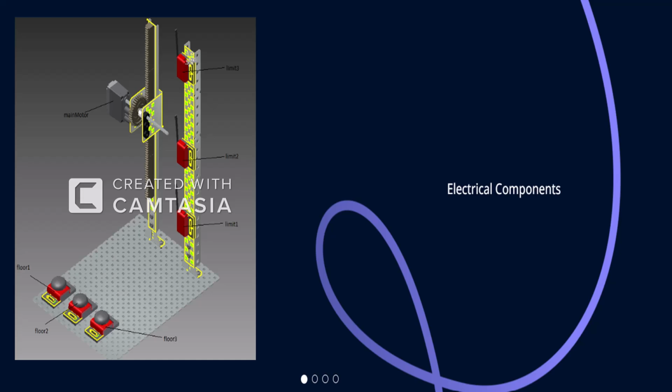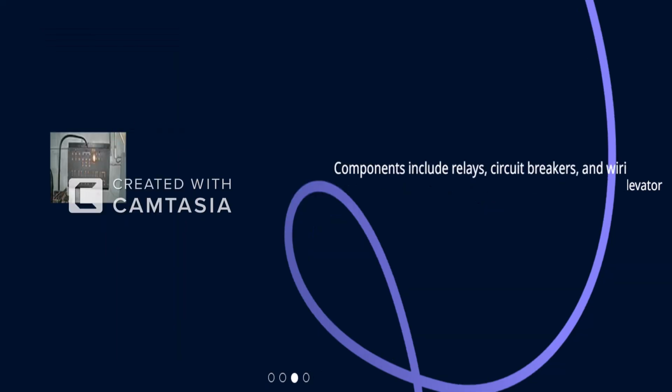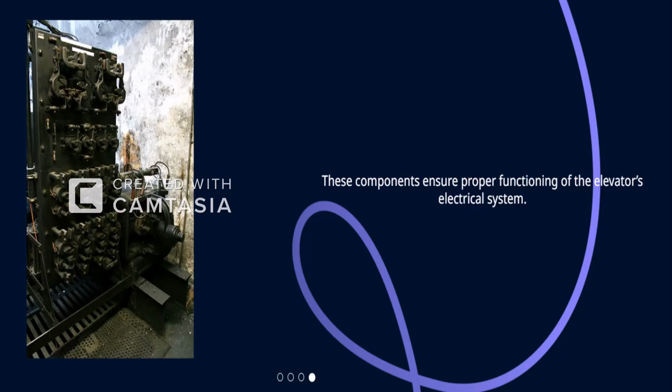Key components include relays. These are switches that control the electrical flow in the elevator's control system. Circuit breakers. These safety devices interrupt the electrical circuit to prevent overheating and electrical failures. Wiring. The electrical wiring connects the elevator's components to its control systems, providing the power and signals necessary for operation. The proper functioning of these electrical components ensures the smooth operation and safety of the elevator.